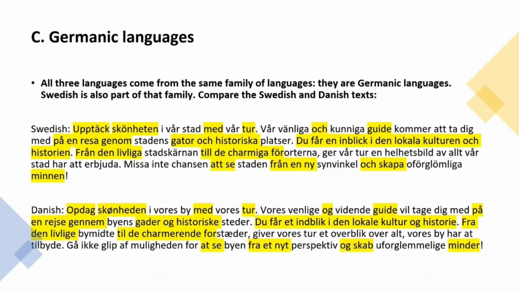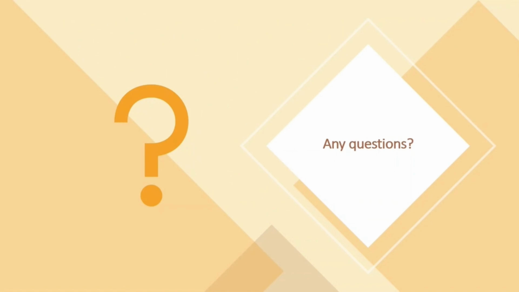Then there's another activity where a fourth text was created in Swedish, and you can compare Swedish and Danish, and you see that many words are similar in those two languages. So you show that Germanic languages share similarities, but some languages are closer than the others. And that's it for the four approaches.